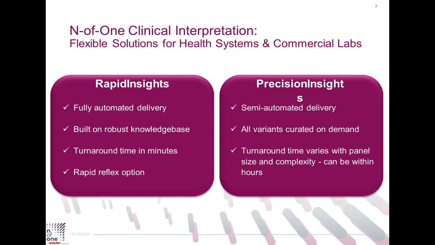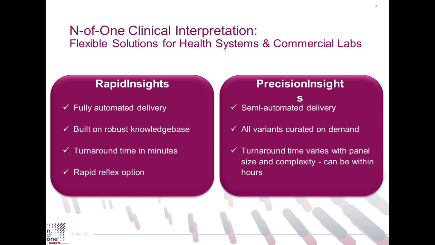So N of 1 offers two different reporting solutions off of our same database and really giving the same type of report. One is fully automated and one is semi-automated. And again, they're drawn from the same knowledge base using the same reporting logic. So either the Rapid Insights or the Precision Insights reports, both are of the same high quality.